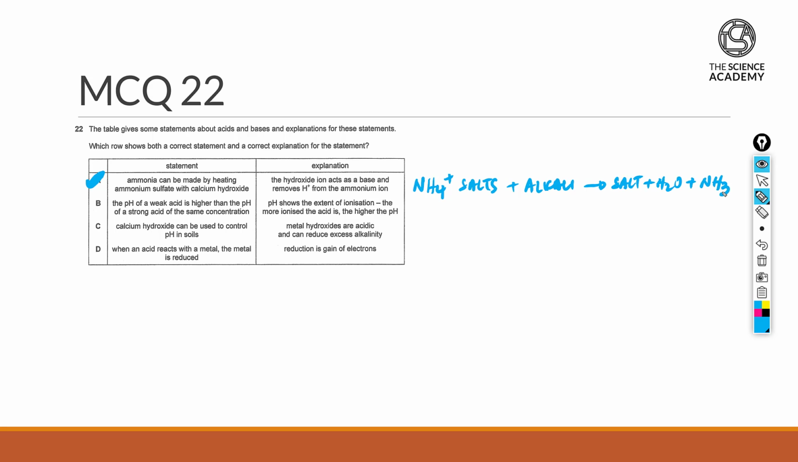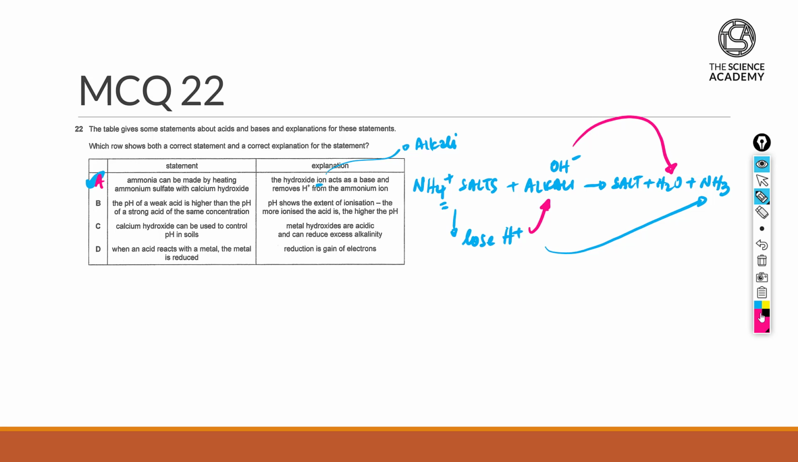The question mentioned that the hydroxide ion, which would have been found in the alkali by itself, acts as a base and removes H plus from the ammonium ion. The hydroxide found inside your alkali took away the H plus found in your ammonium ion. This allows it to lose a single H plus and it actually becomes ammonia. The H plus that was gained by the hydroxide allowed it to come out as water. So I'll say that option A seems to be the correct answer over here.